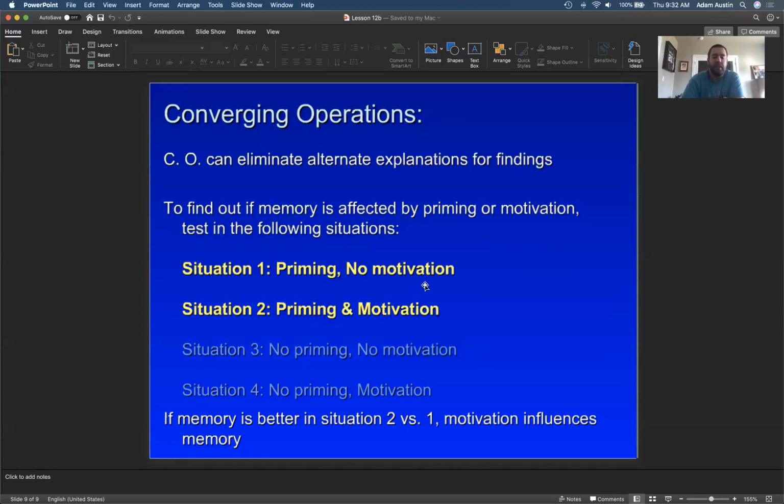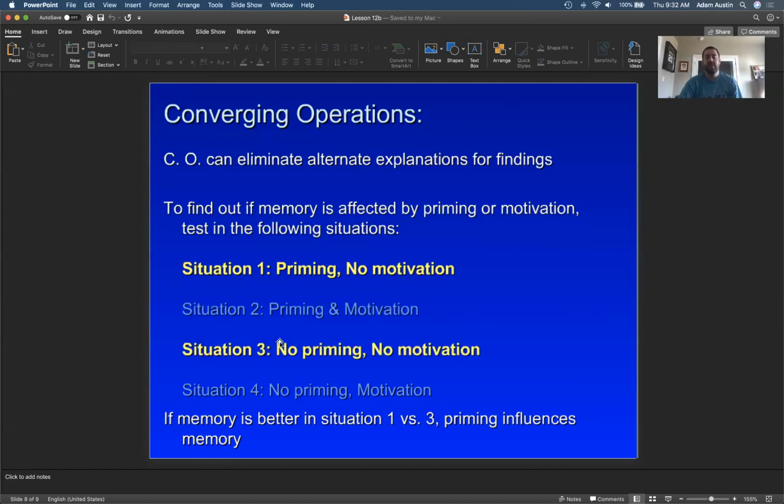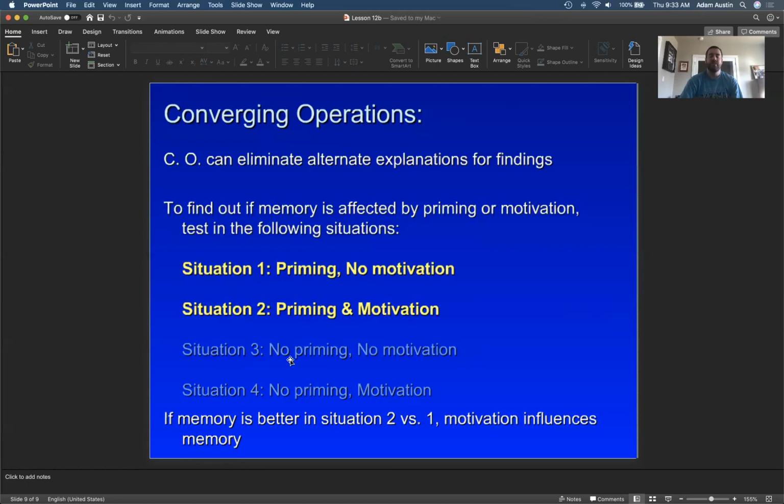So here we can look at it: if memory is better in situation 2 versus 1, we would then say motivation influences memory. We now have convergence, right? When we did priming and no motivation, we saw this effect. But when we did both priming and motivation, now all of a sudden we're getting increases. So we're getting this converging of priming and motivation working together. Especially if you've already done situation 3, and you now know that not doing priming is also detrimental, then situation 2 really becomes important to look at.